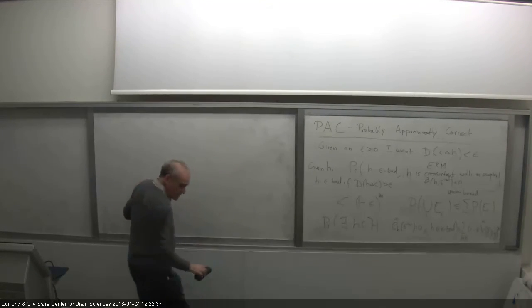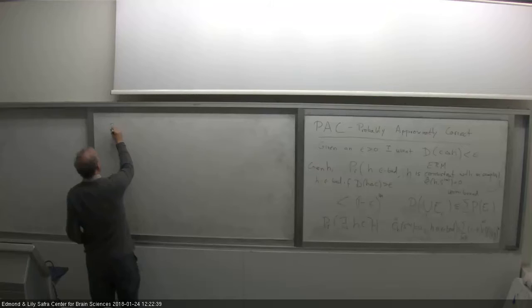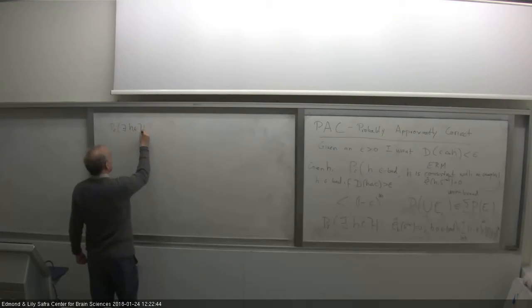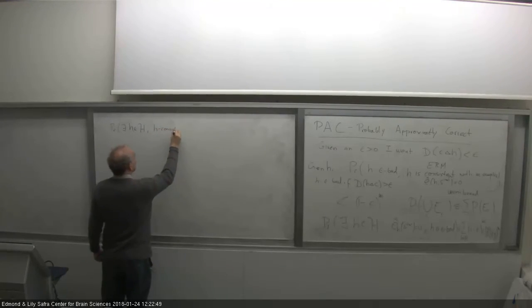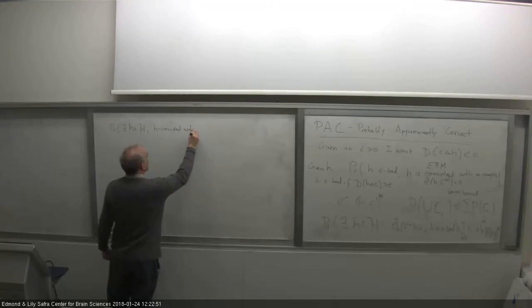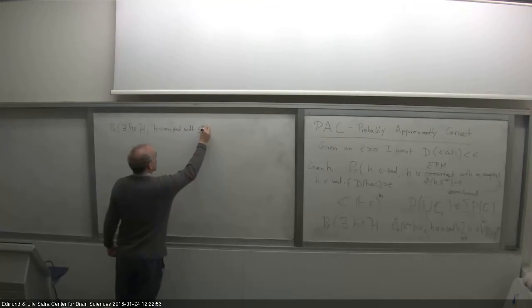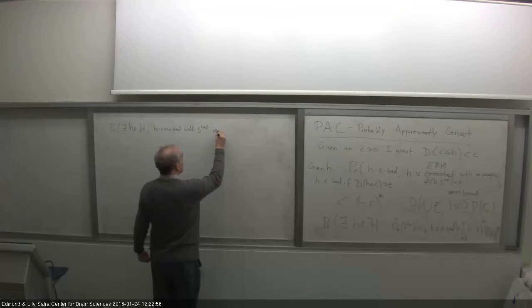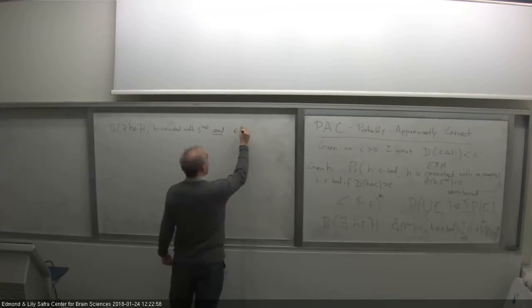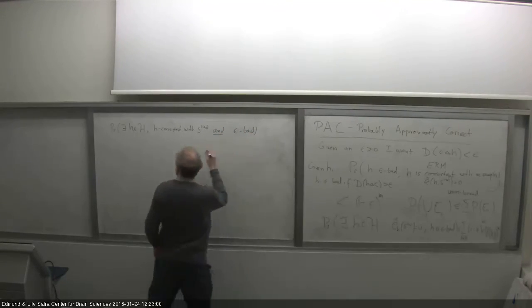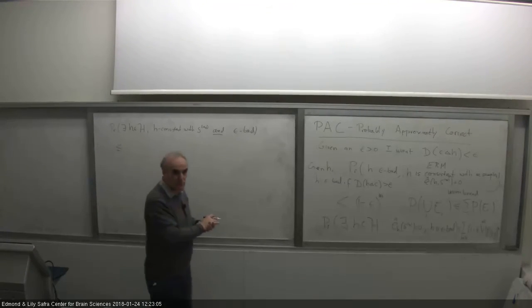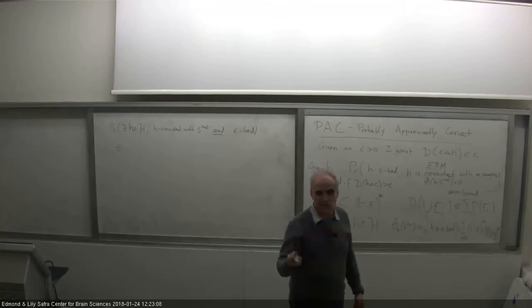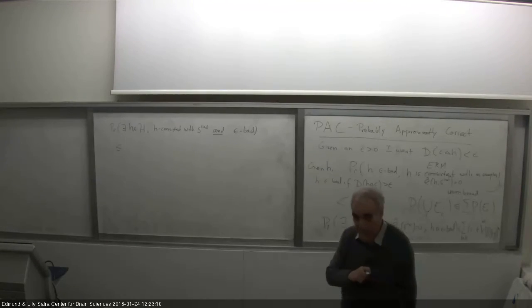So again, let me write it then. The probability that there exists an epsilon-bad hypothesis in my class which is both consistent with the sample and epsilon bad is bounded. This is what I want to minimize, because if I bound this probability, then my algorithm cannot generate a too bad hypothesis.